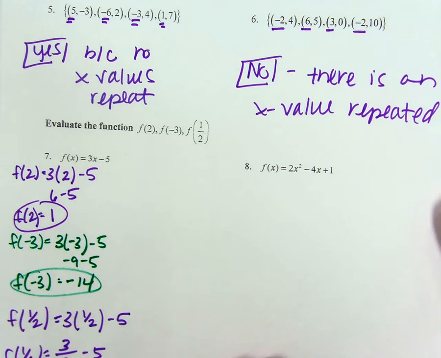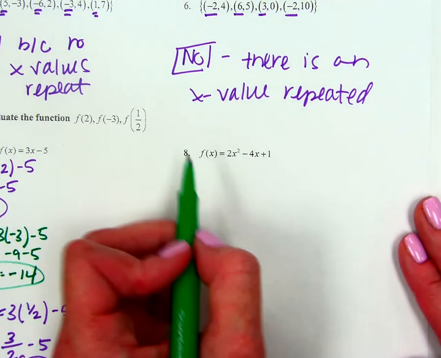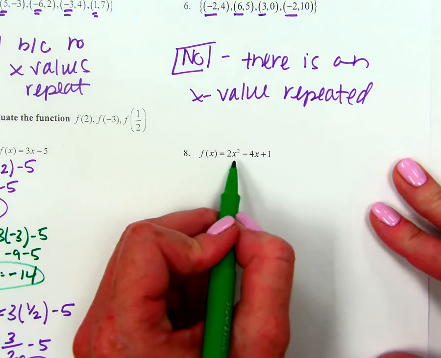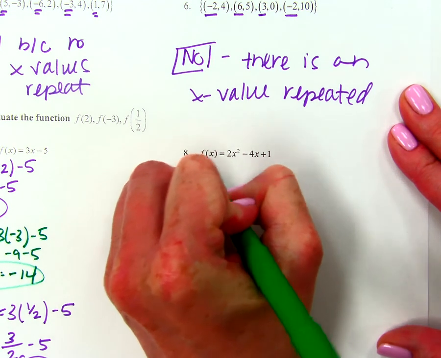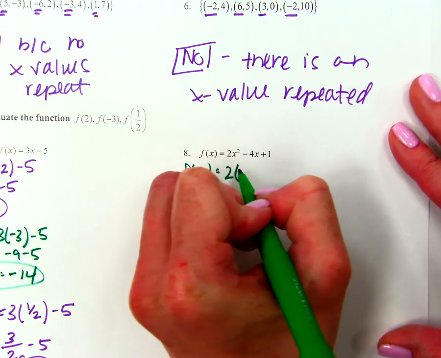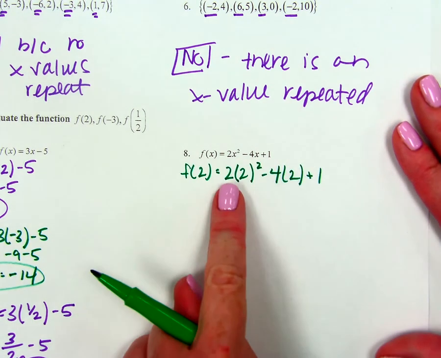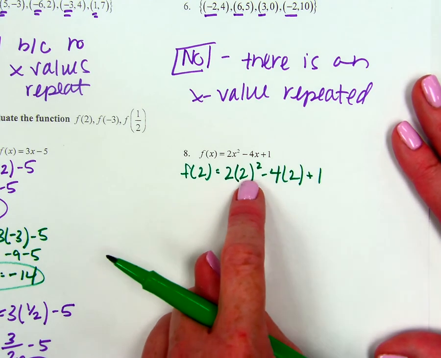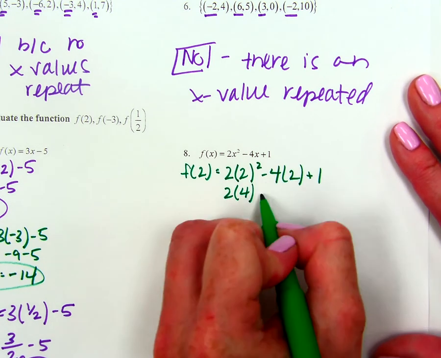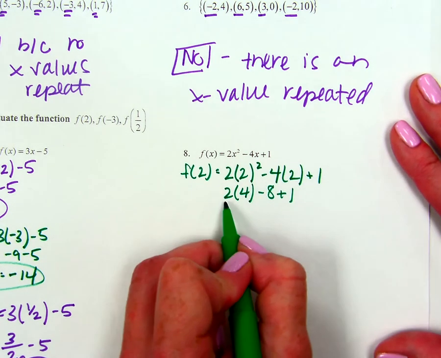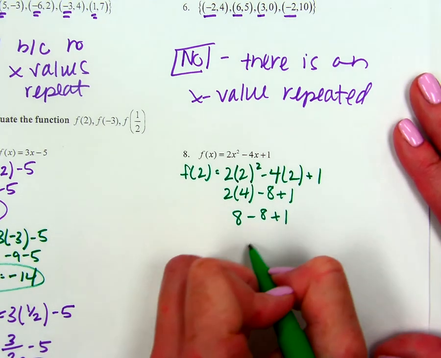Looks a little bit different because we have a quadratic. So same thing again though, all we're doing is taking our values. So we have 2x squared minus 4x plus 1, so we're going to start with f of 2. So we have f of 2 equals 2 times 2 squared minus 4 times 2 plus 1. So we're going to do order of operations first, so we're going to do 2 squared. So that becomes 2 times 4 minus 4 times 2, which is 8, plus 1. And then 2 times 4 becomes 8. So it's 8 minus 8 plus 1. So our answer is 1.